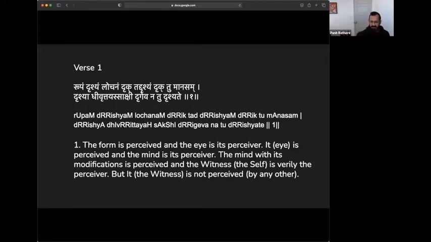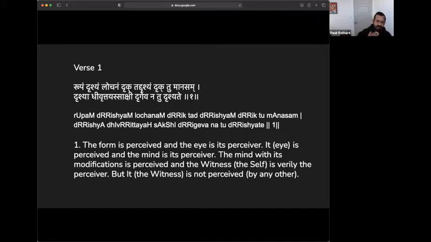So let's unpack this verse. The first line: the form is perceived, and the eye is its perceiver. This is essentially describing somebody's experience. They are talking about form, and the word we use for form is rupam. Everything in this world has a form. If you look at the physical things you're seeing, the tree outside, the house, the wall, the table, maybe the chair, all of those have a form, and it's being perceived by something. In this case, it is the eye. If you don't have an eye, for example, you will not be able to perceive the physical form that the eye presents to you.